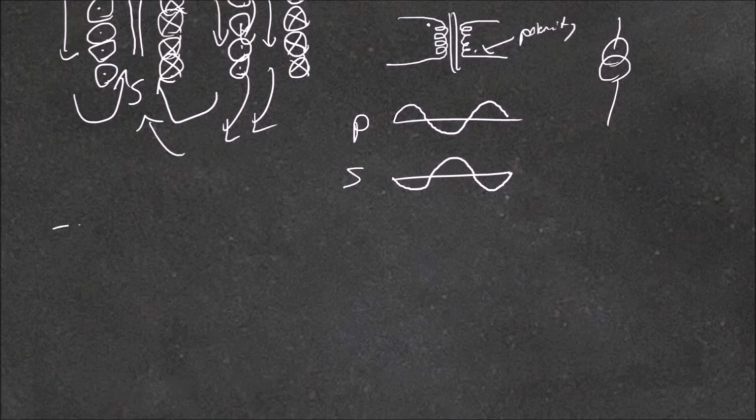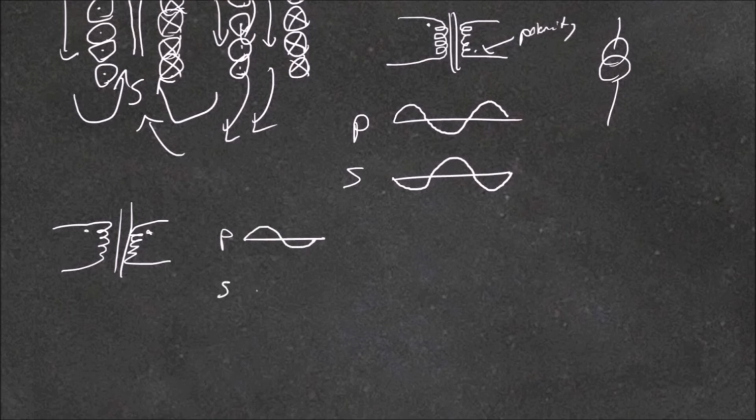However, if both your coils were in the same orientation, that means that you've got your polarity set like this, then your primary will look like this, and your secondary will just be the same thing.